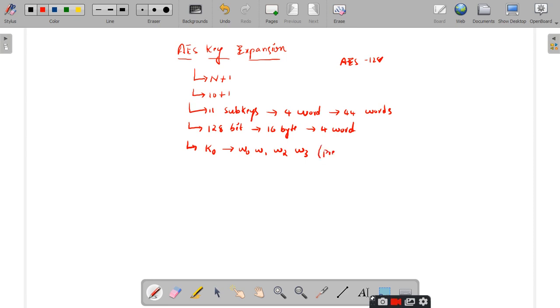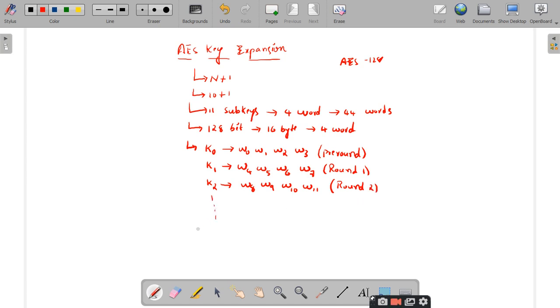So this is the pre-round. This is the key for the pre-round. What about the key for the first round? I call it K1. So what are the words? We should start with W4 followed by W5, W6 and then W7. And this is for round 1. What about round 2? I take it as K2 and I call the words W8, W9, W10 and W11. This is for round 2.